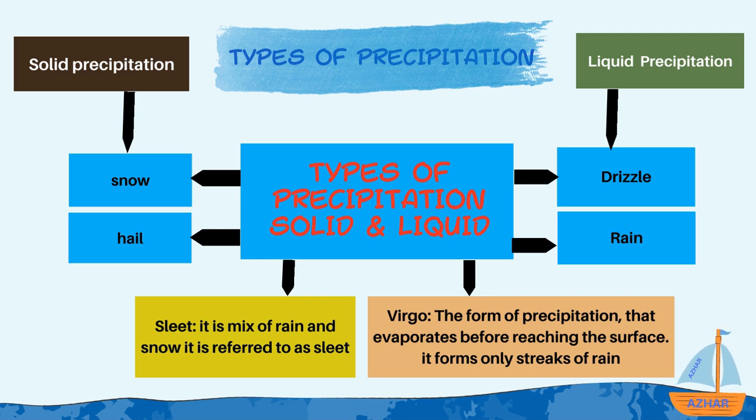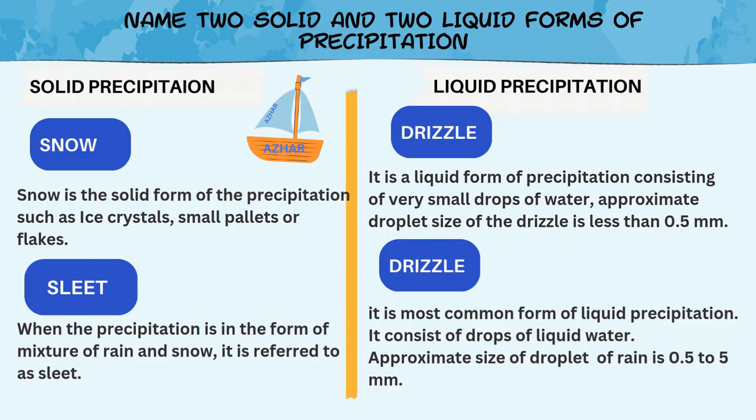Next, we discuss virga, the form of precipitation that evaporates before reaching the surface. It forms only streaks of rain. Now go to next. These are also the points of previous slides, whose explanation you can write, these solid precipitation and liquid precipitation, from this slide.